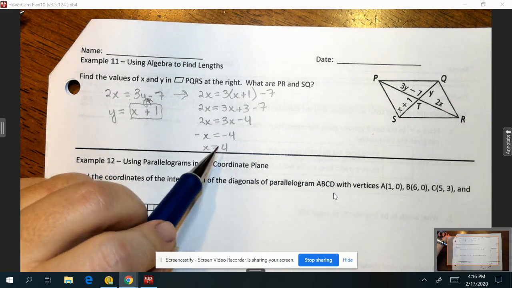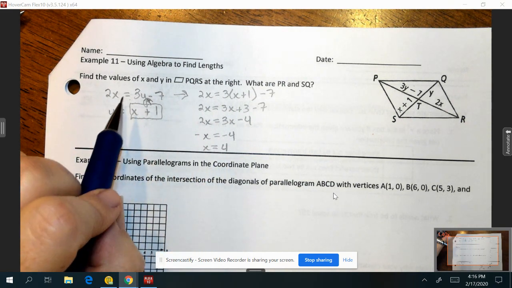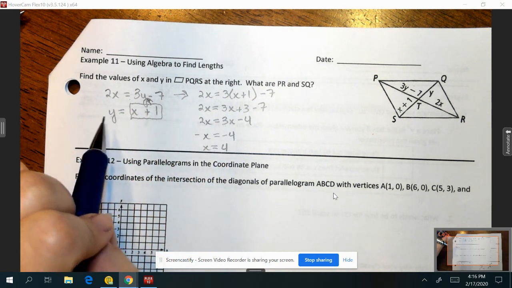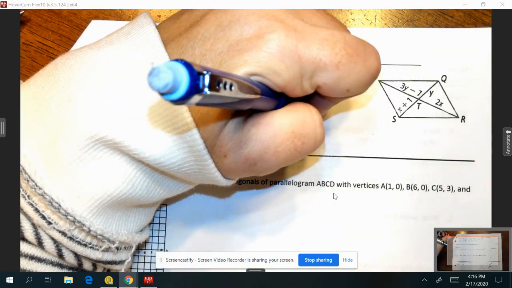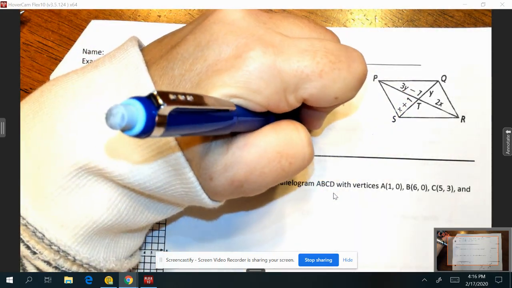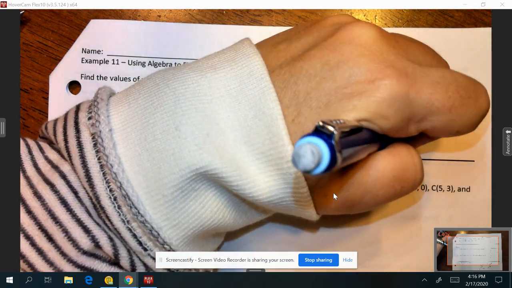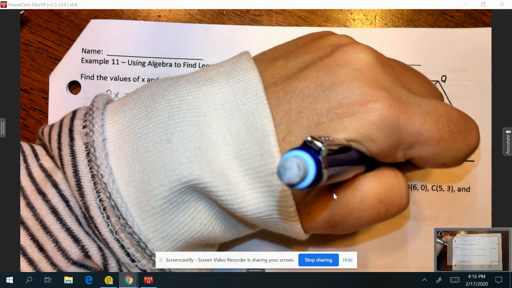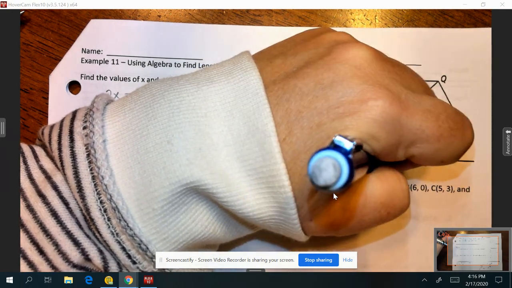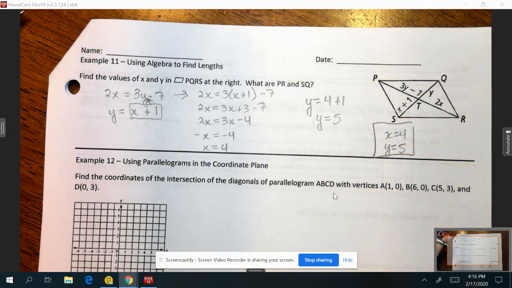Okay, then you use this in one of your original two equations to solve for y. I think the second one would be easier. So substituting x equals 4, we get y is 4 plus 1. So y is 5. So your answers are x equals 4 and y equals 5. Okay, let's try the next one.